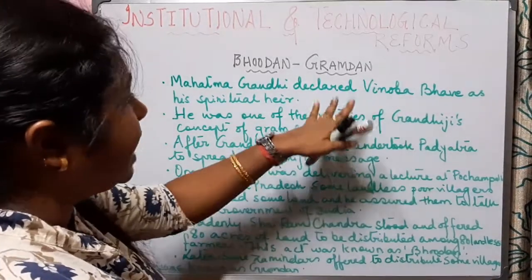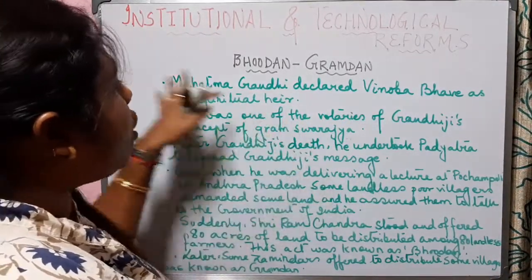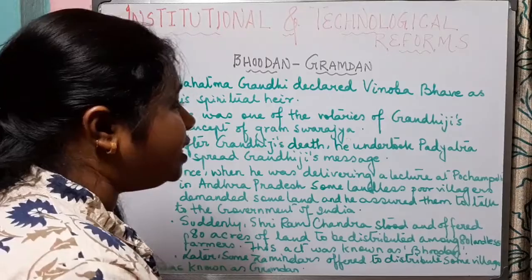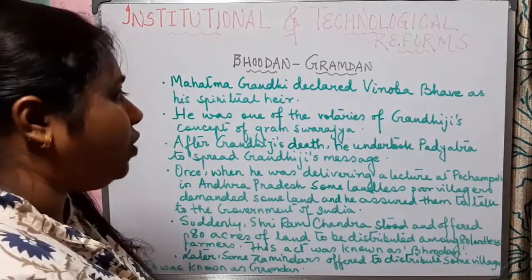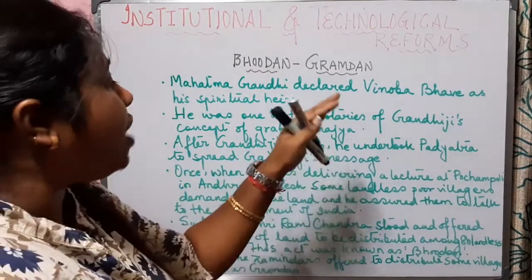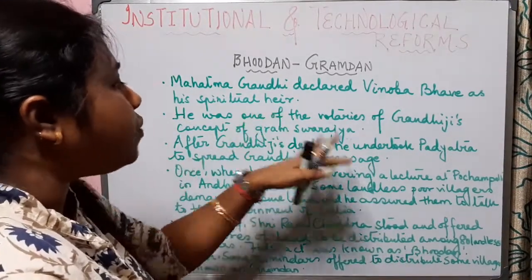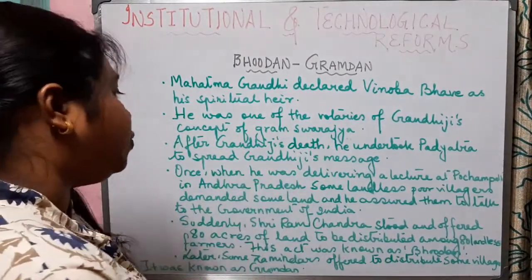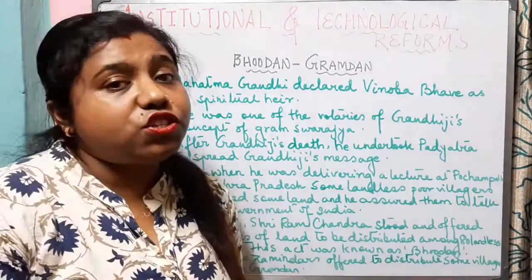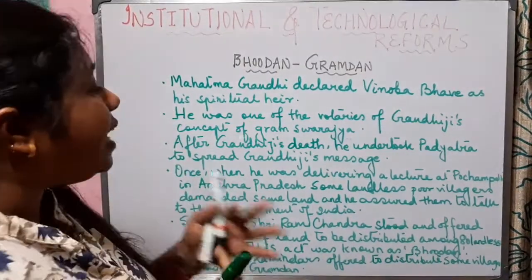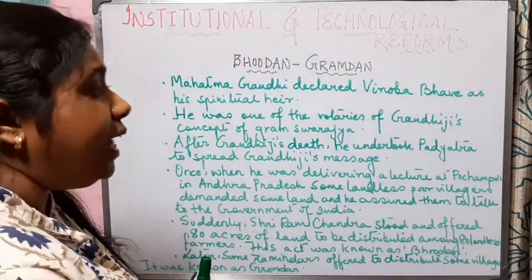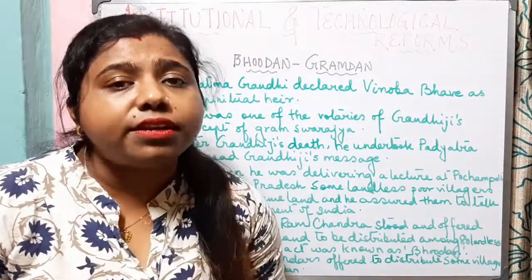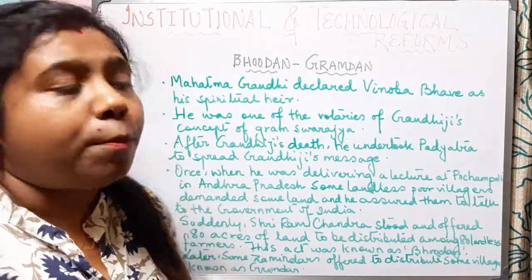Vinoba Bhave was declared as the spiritual heir of Mahatma Gandhi. He also took part in the Satyagraha movement initiated by Mahatma Gandhi. He was one of the votaries of Gandhiji's concept of Gram Swarajya. After Gandhiji's death, he undertook Padyatra so that he can spread Gandhiji's message. While he was delivering a lecture at Pochampally in Andhra Pradesh, some landless poor villagers stood up and demanded some land for economic activity.